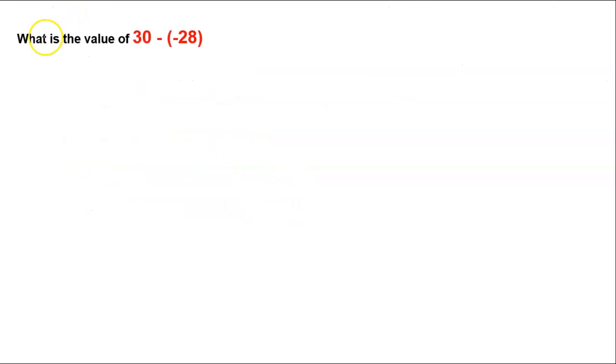This question asks, what is the value of 30 minus negative 28? If you look carefully, you would notice that in the middle here, we have two negative signs. And there is a rule for that. The rule states that whenever there are two signs between two numbers, both signs must be multiplied to get one sign. So I'll write that on the side here.